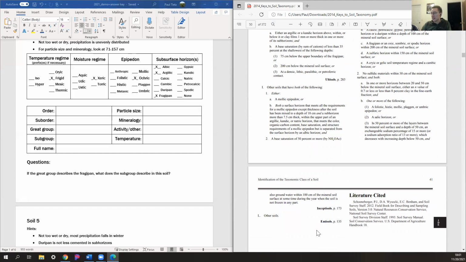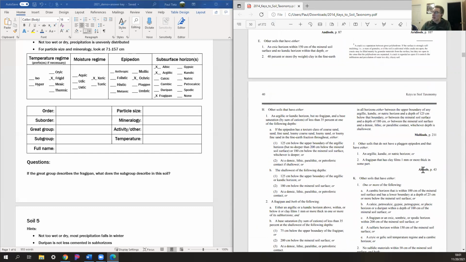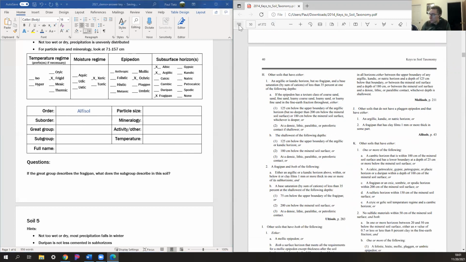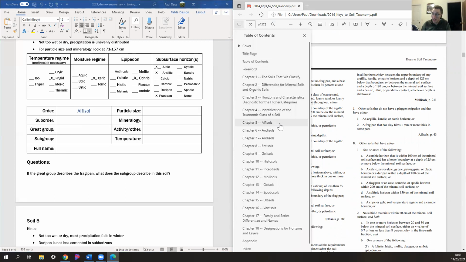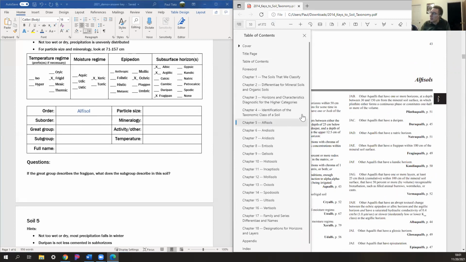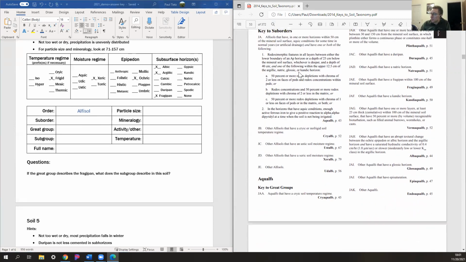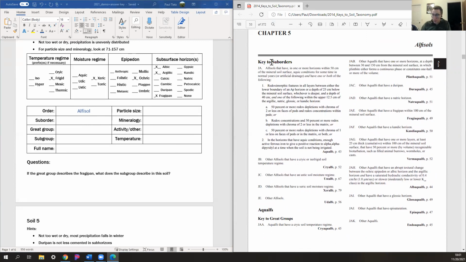So that is an Entisol. But we stop right here because we have an Alfisol. So we're going to type that in right here in order as Alfisol. And then onto the suborders. Alfisols are on page 43. That's also chapter 5. They go alphabetically from there. So skip right to the Alfisol chapter, and we're going to pick out our suborder.